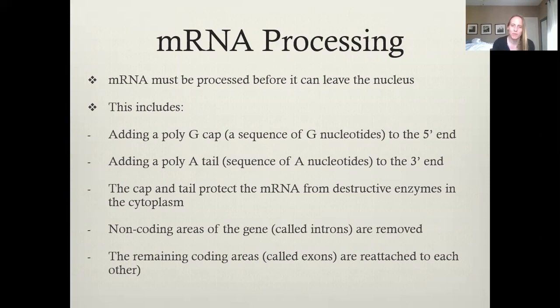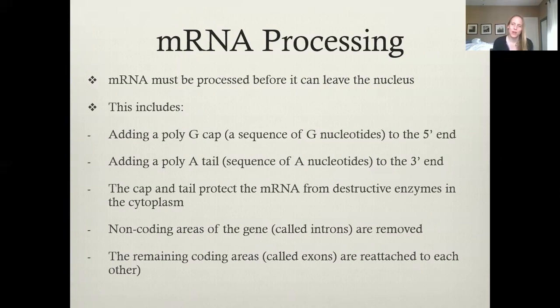Two things need to happen in order to protect the mRNA on its trip out of the nucleus. One is that what's called a poly-G cap is added to the 5' end of the mRNA, which is just a whole bunch of G's in a row. And then we also add a poly-A tail to the 3' end, which is just a bunch of A's in a row. And those protect the mRNA from enzymes in the cytoplasm that could destroy it.